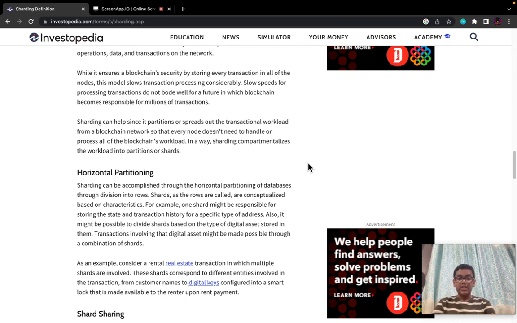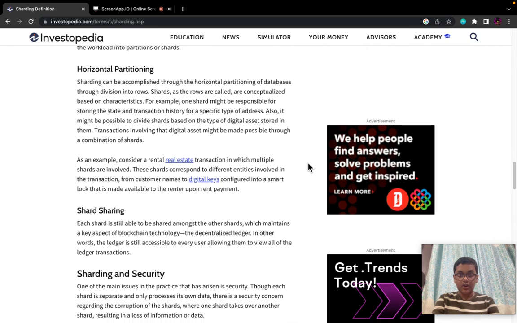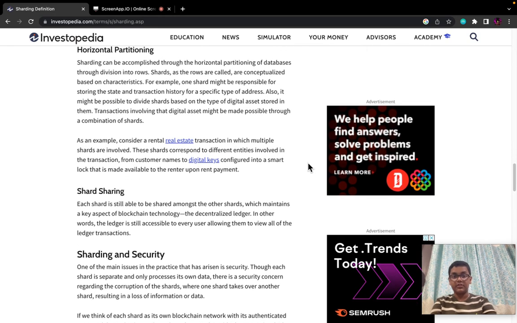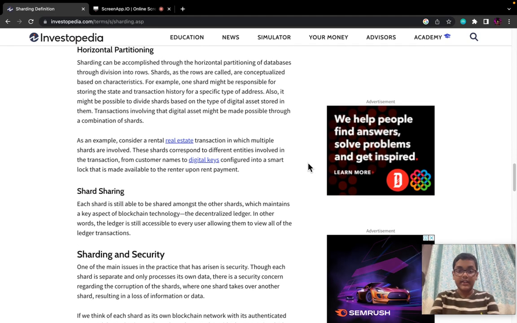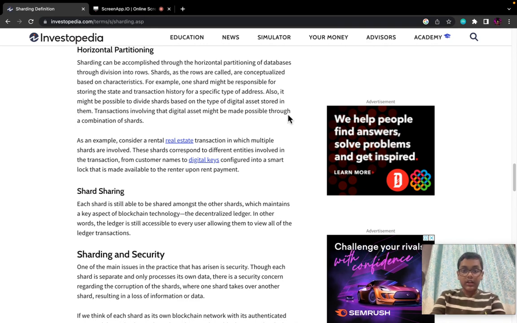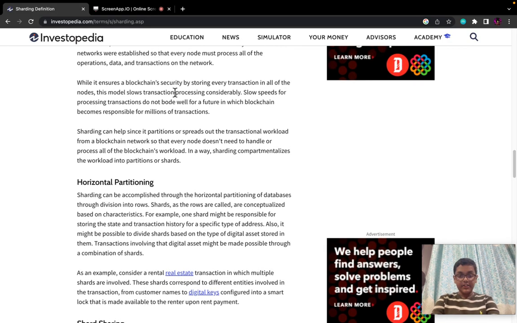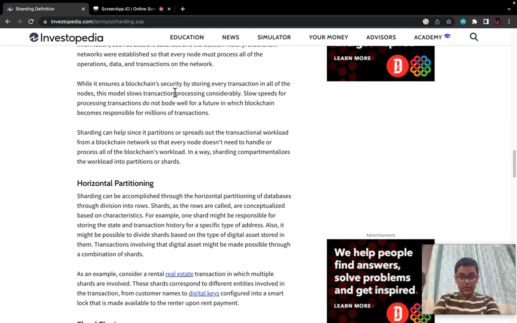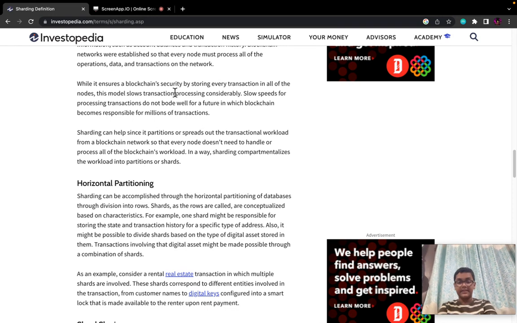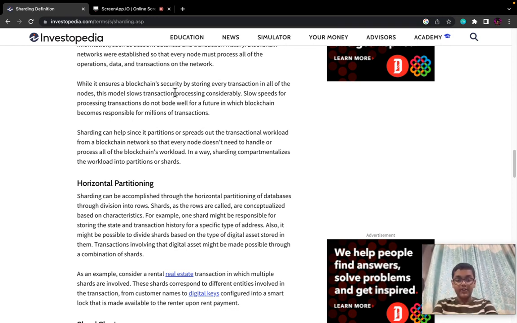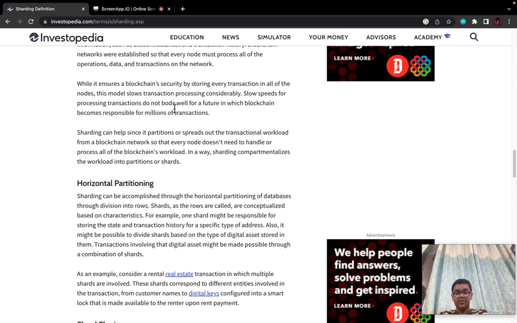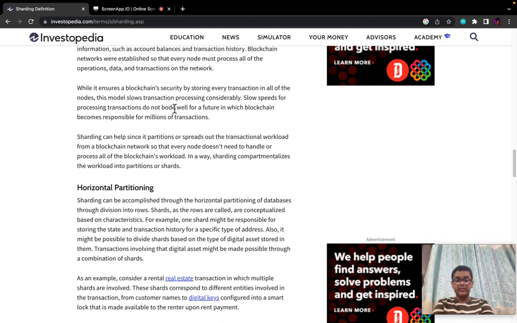Horizontal partitioning. Sharding can be accomplished through the horizontal partitioning of databases through division into rows. Shards, as the rows are called, are conceptualized based on characteristics. For example, one shard might be responsible for storing the state and transaction history for a specific type of address. Also, it might be possible to divide shards based on the type of digital asset stored in them. Transactions involving that digital asset might be made possible through a combination of shards.